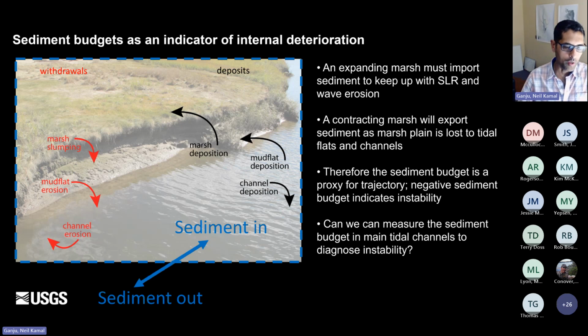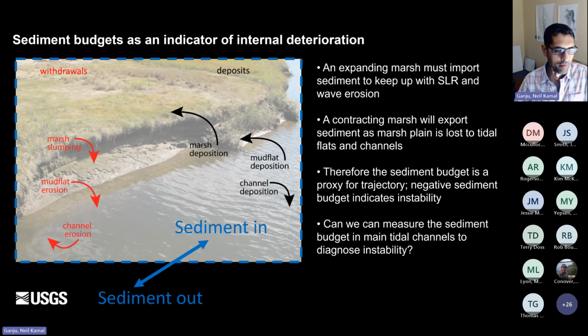Now, measuring each one of these is obviously quite difficult. So we took the approach of trying to get a net sediment budget for a whole system by measuring sediment fluxes in large channels that drain wetlands. And so the concept is if you can measure this whole system sediment budget, if a marsh is importing enough sediment to keep up with sea level rise, then it must be in a stable trajectory or perhaps expanding. However, if it's losing sediment from the system, it must be contracting because you're deepening the channels, you're deepening the mudflats, you might be slumping the marsh, you might be converting open water.